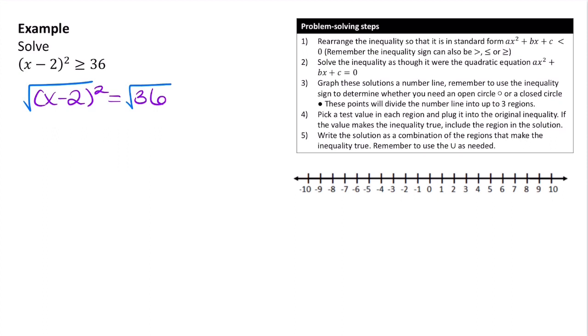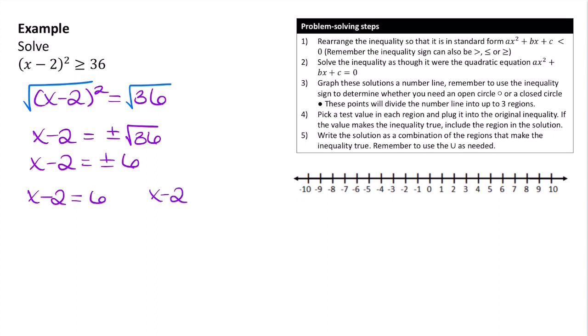When I take the square root of both sides, I have x - 2 equals plus or minus the square root of 36. Well, the square root of 36 is 6, so I have x - 2 equals plus or minus 6. So I can separate this now into two equations. I have x - 2 = 6, x - 2 = -6. And we can solve now by adding 2 to both sides, which here it'll give us x = 8.